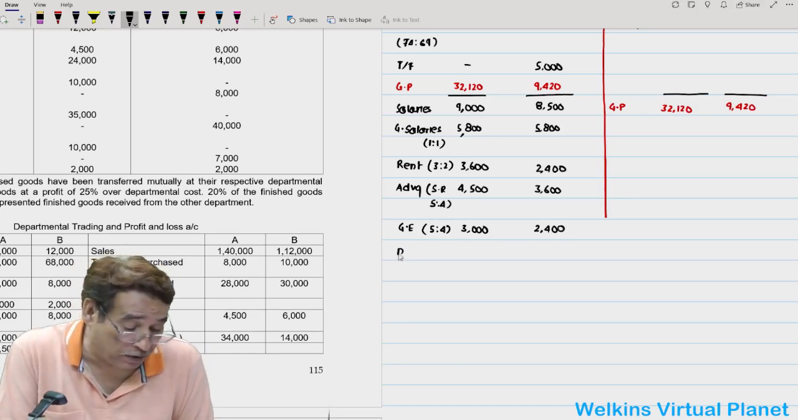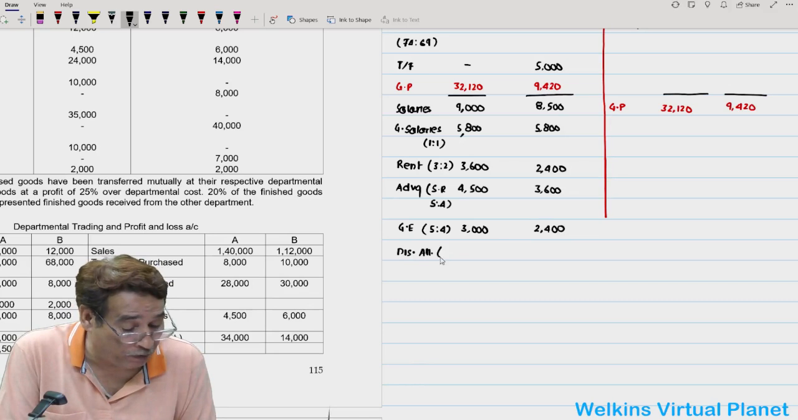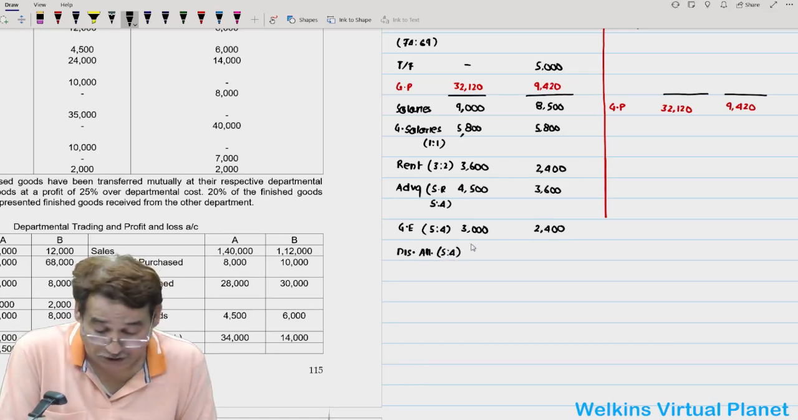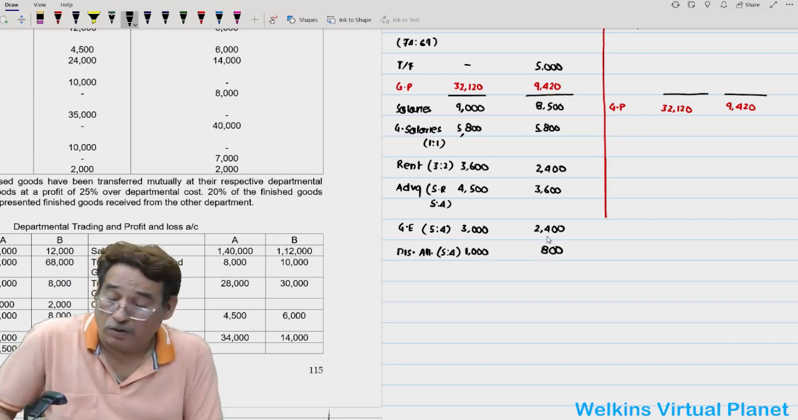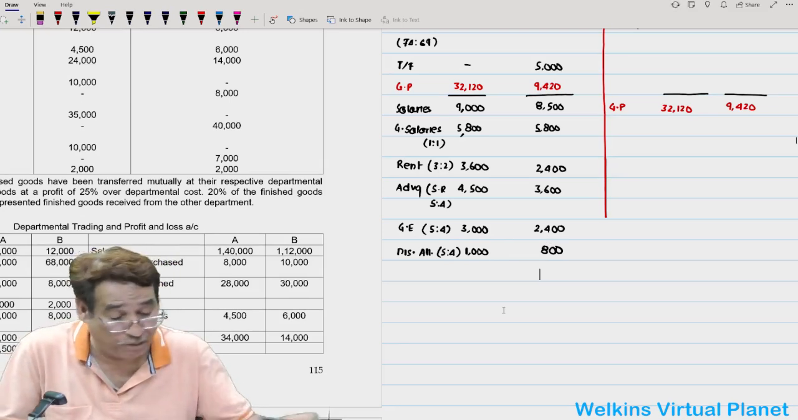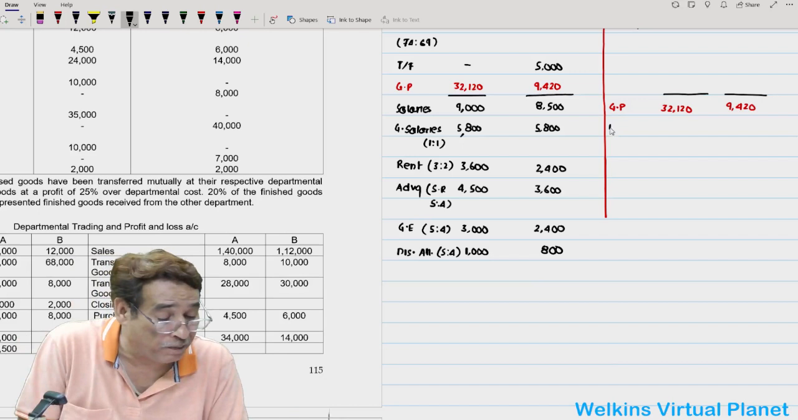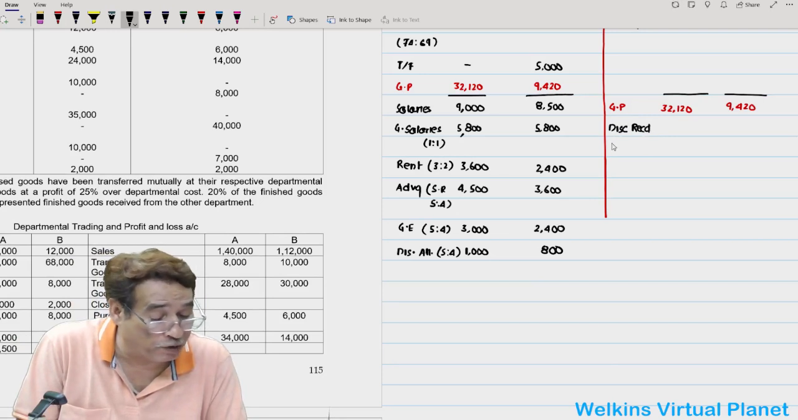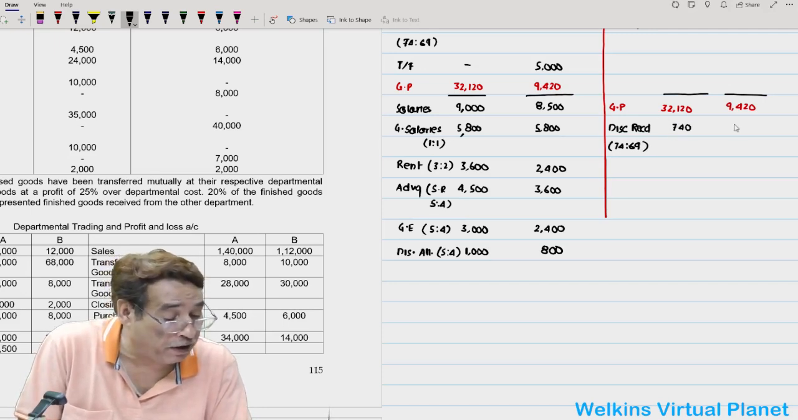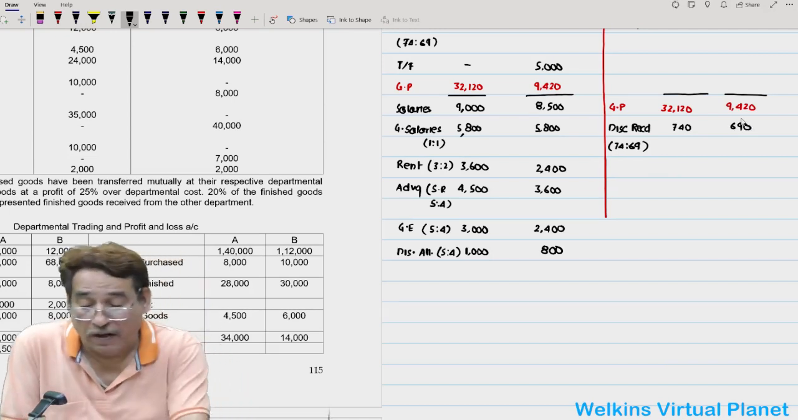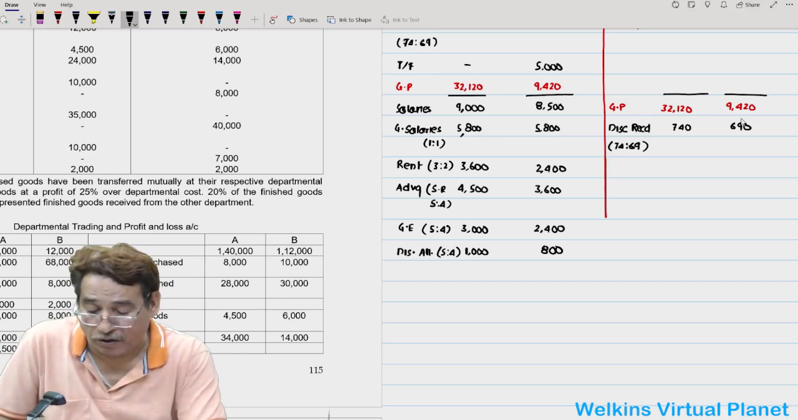Then in this question, there is discount allowed also. Discount allowed will be divided in the ratio of 5:4, 1,800 and 1,800. So you can see that we have covered all the items. Now discount received is remaining. As far as discount received is concerned, we have already computed that it will be divided in the ratio of 74:69, that is the purchases ratio. So 740 and 690, you will get the figures. Correct? So this is how you will have to do this particular question.